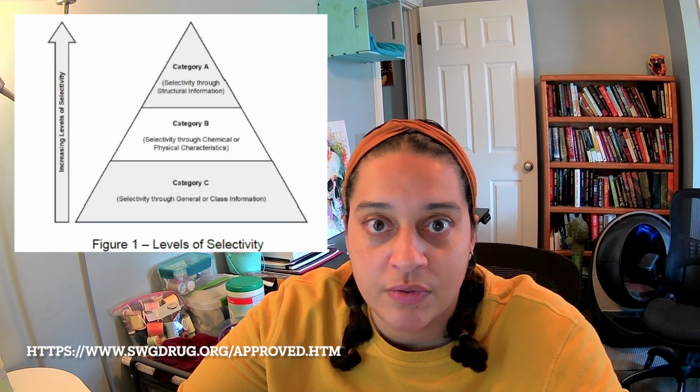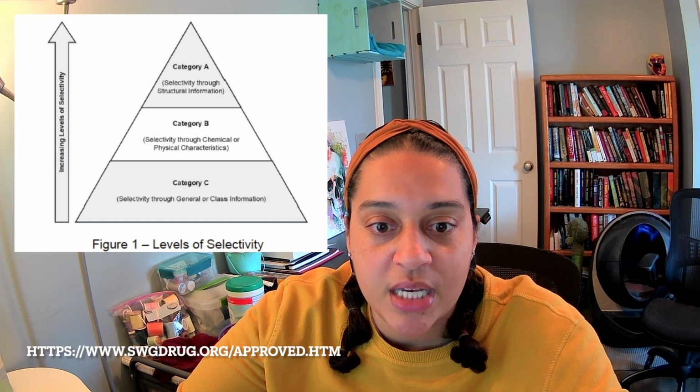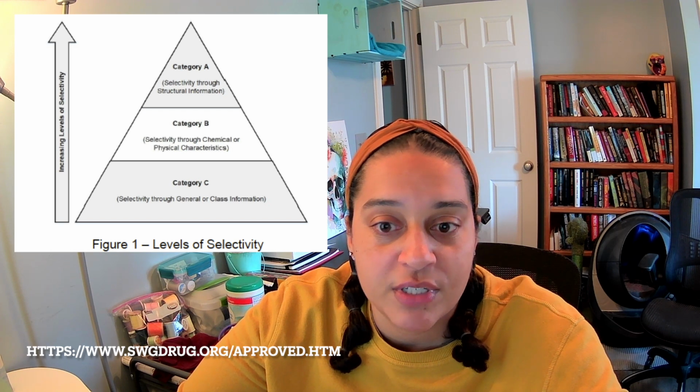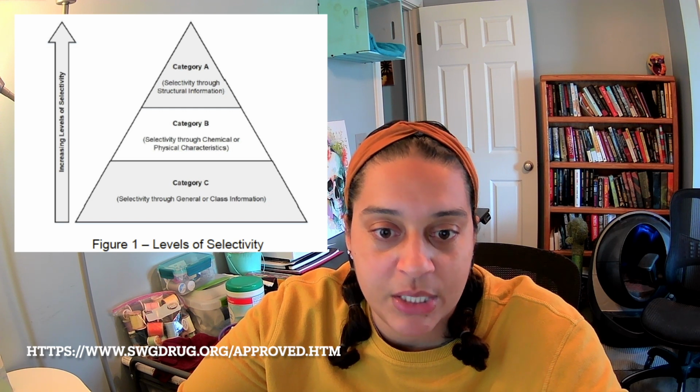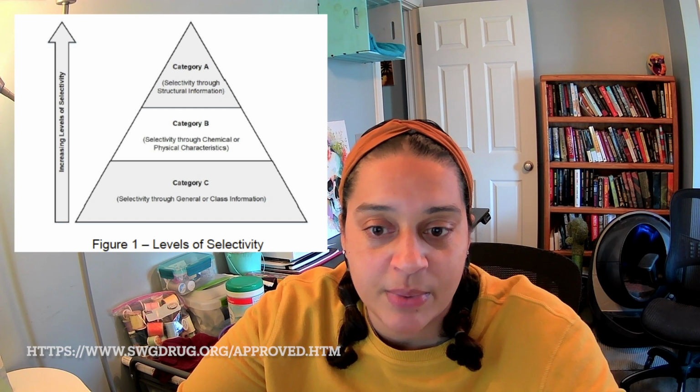SWGDRUG has broken down analytical techniques into 3 categories based on what type of information the technique gives regarding a sample. Category A gives structural information. Category B gives information about the chemical or physical characteristics. Category C gives general or class information. Category A is at the top of the pyramid because it can give the most specific or selective information about the sample being analyzed. I will only be discussing Category A with this video.